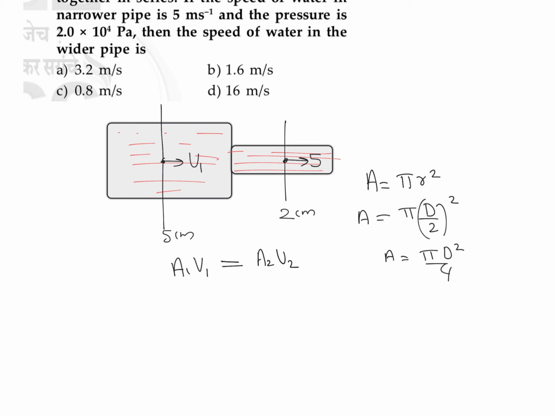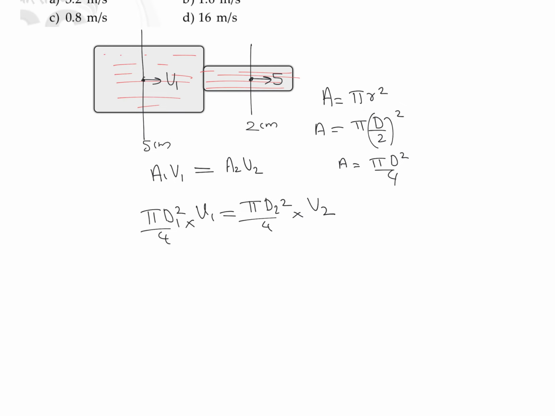So A1 we can take as pi d1 square divided by 4 into V1 is equal to A2, which will be equal to pi d2 square divided by 4 into velocity V2. We can observe that this pi by 4 and this pi by 4 get cancelled. So the value of d1 square, according to the question, is 5 square, that is 25, into velocity V1, is equal to d2, which is 2, so 2 square, that is 4, into V2.